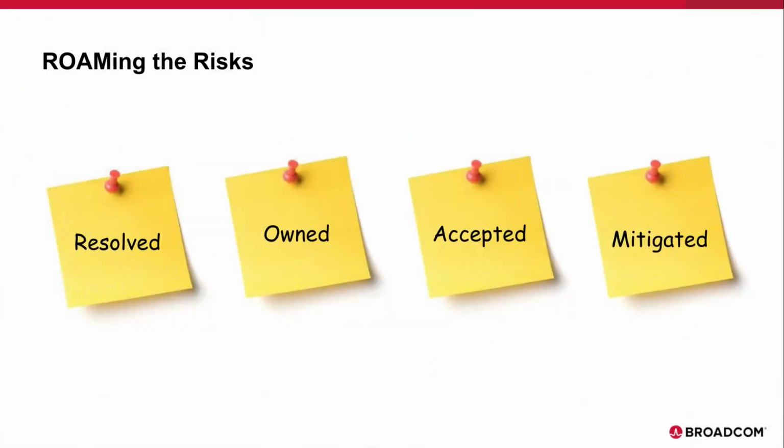Roaming risks is a specific model for risk management where the team sorts risks into 4 response categories: resolved, owned, accepted, and mitigated. You can use Custom Boards in Rally to roam risks during planning and throughout the delivery cycle.